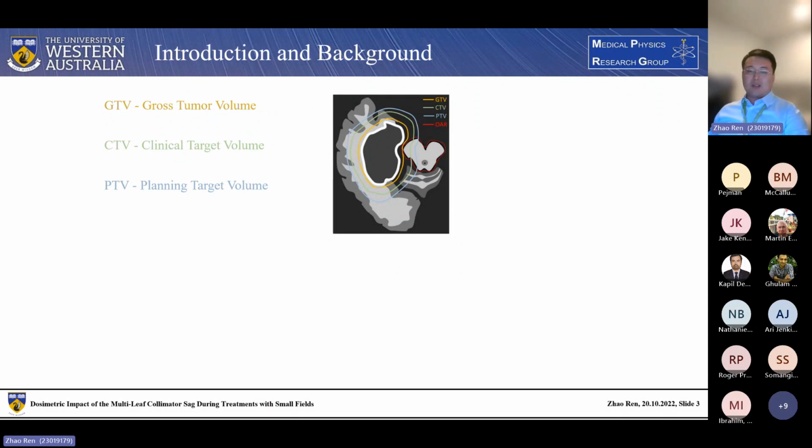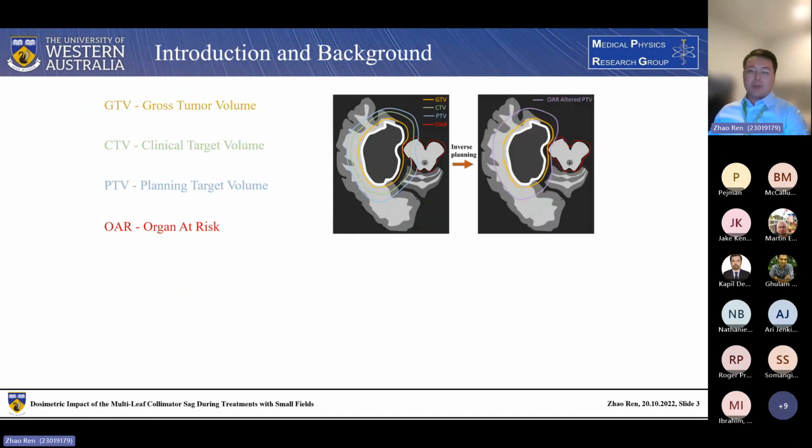And even beside that, there's still a region we have to consider, which is the organ near the tumor. So that is the organ at risk. And because of the normal organ near the tumor, by using the treatment planning system, we alter the PTV area, and that is conformal treatment technology.